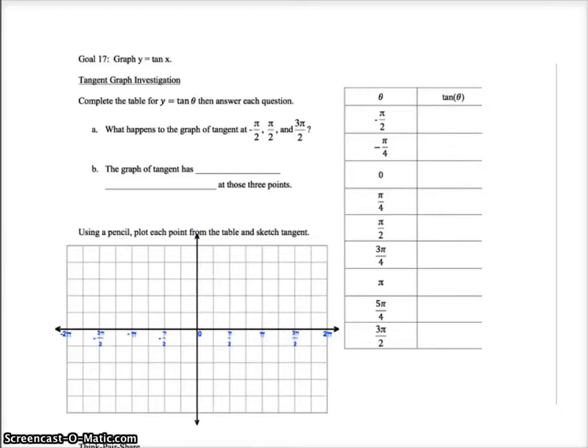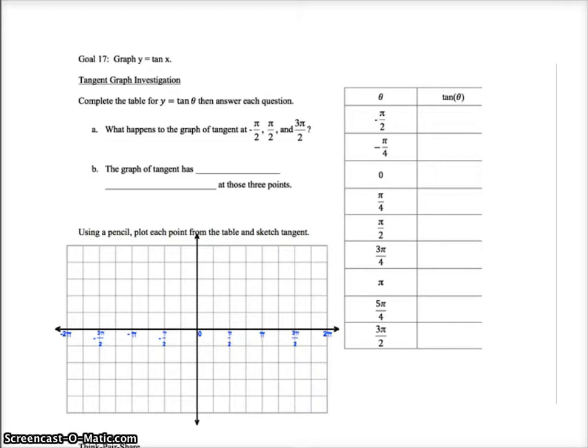This is Chapter 4, Goal 17. At this point, you have learned to graph sine and cosine with vertical stretches or amplitude changes, period changes, phase shifts, and vertical shifts. You have also learned how to use sine and cosine to sketch the graphs of secant and cosecant. And in Goal 17, we're going to learn how to graph tangent.